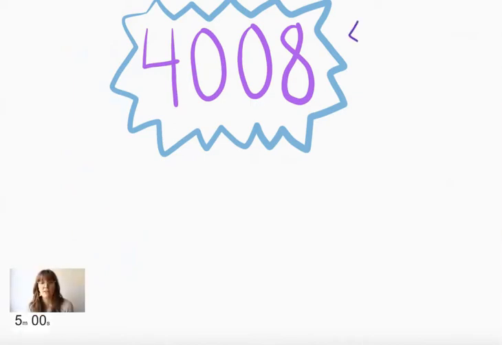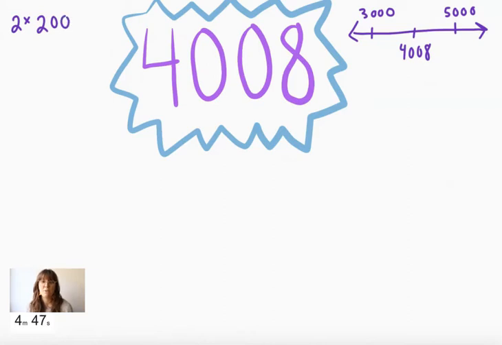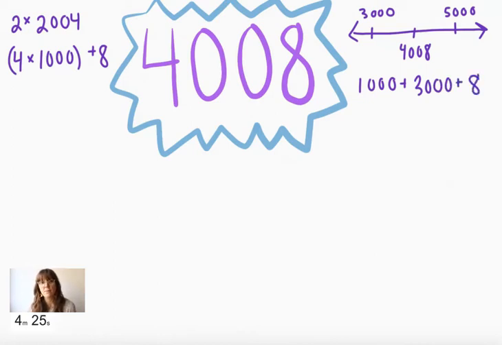Let's start by drawing a number line. So I know that 4008 is between 5000 and 3000. So go ahead and write that down. I also know that 2 times 2004 equals 4008, as well as 4 times 1000 plus 8. That also equals 4008. Now, we can also use a bit of addition here. I could say that 1000 plus 3000 plus 8 gives us 4008.